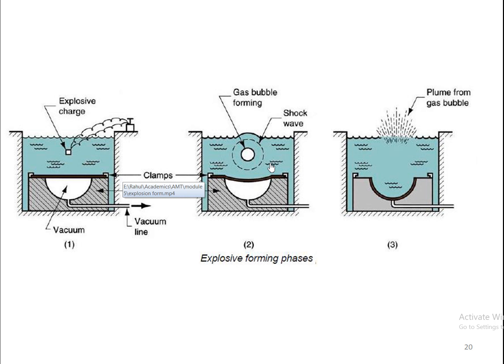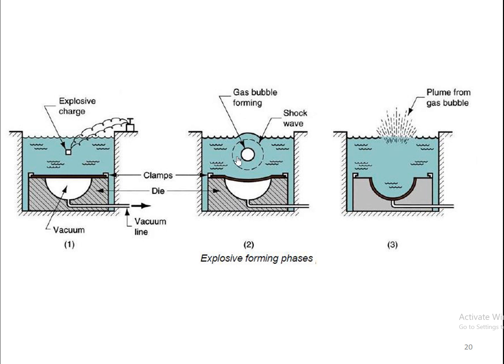When the charge breaks, as you can see from diagram 2, two things happen. One is it produces high pressure shock waves. At the same time, it also produces a gas bubble. You can see at the center there is a gas bubble forming. Now this shock wave is actually responsible for the deformation of the sheet metal. The shock wave collapses onto the workpiece at high speed and produces a high impact, and due to this impact, the workpiece transforms its shape to the shape of the die.